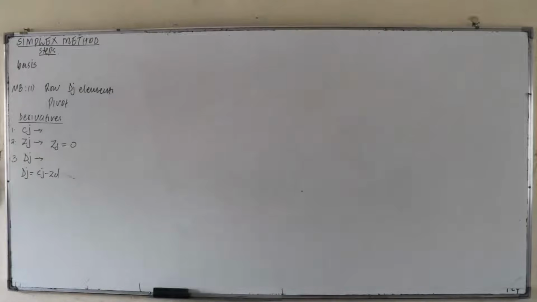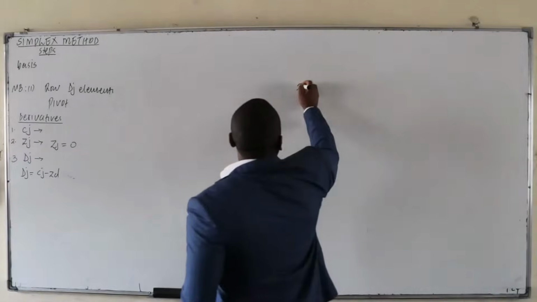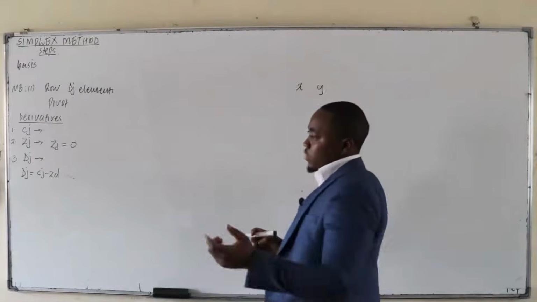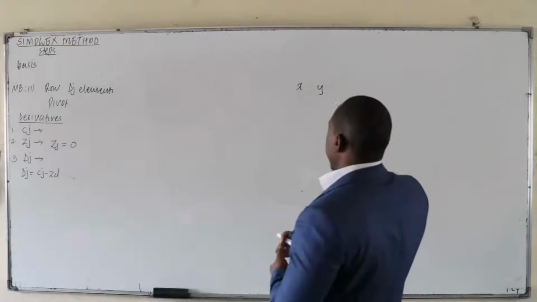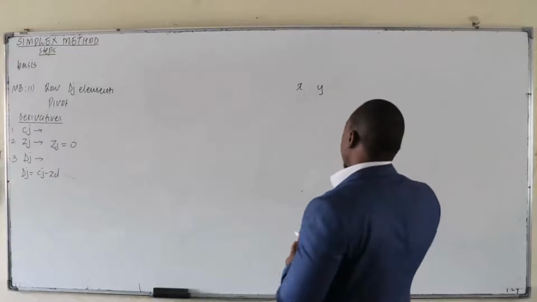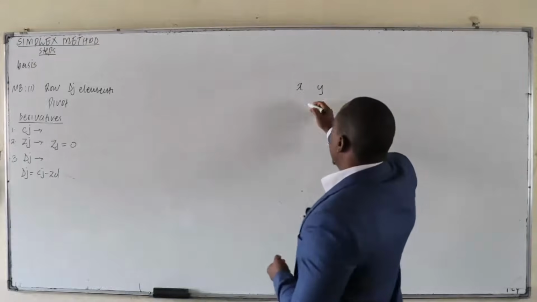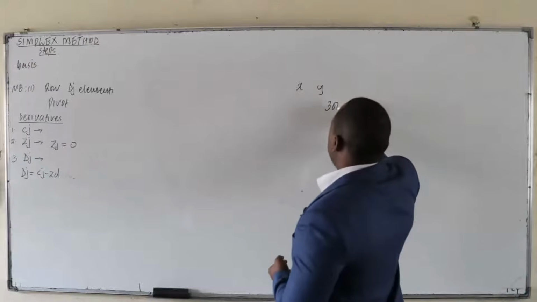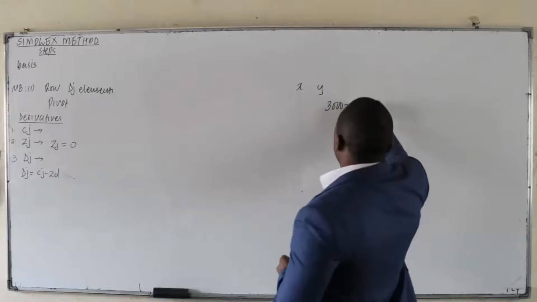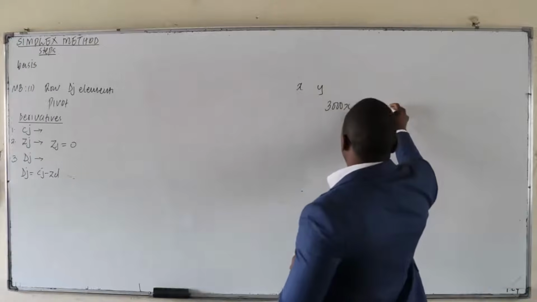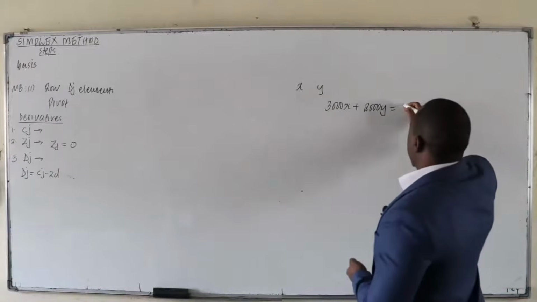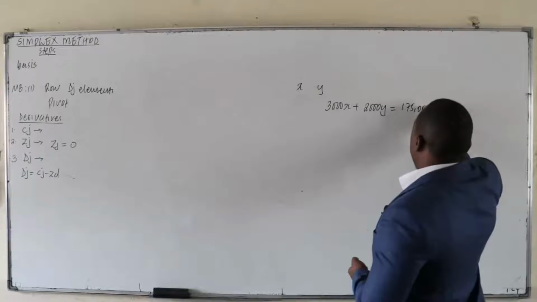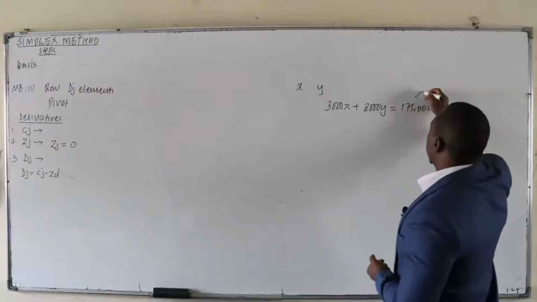Good. So now I want us to do an illustration. There is a question we had done yesterday. Do you remember the question where we had product X and product Y? Can you go back to your notes? The one we did yesterday, the first illustration we did at a graphical method, where the contribution margin for X was 3,000. It was 3,000 X plus 2,000 Y, of which you got 175 as the optimal profit.